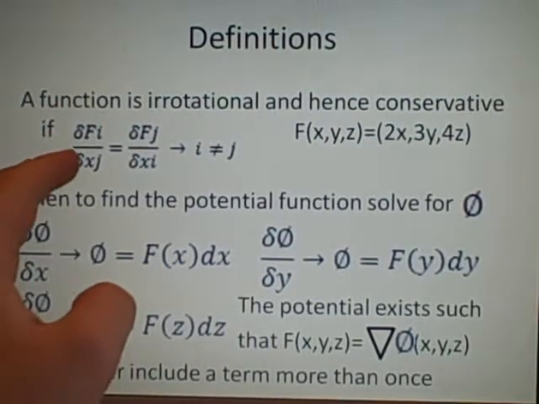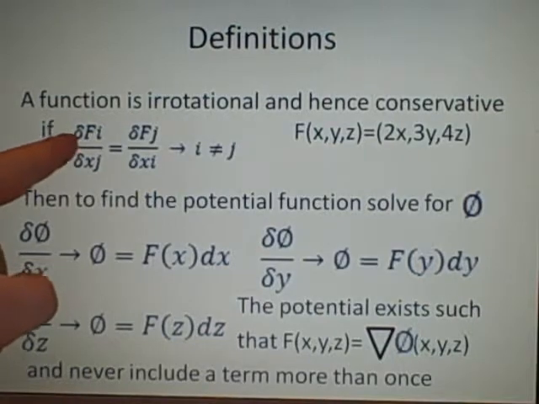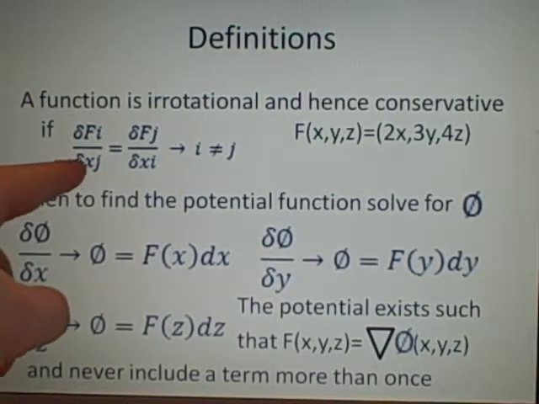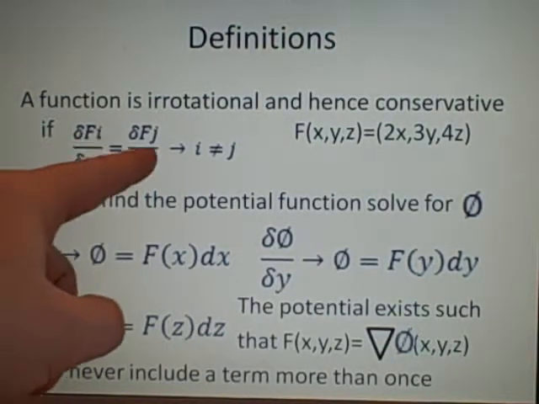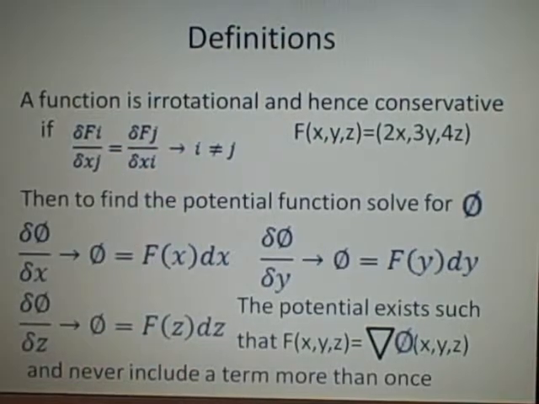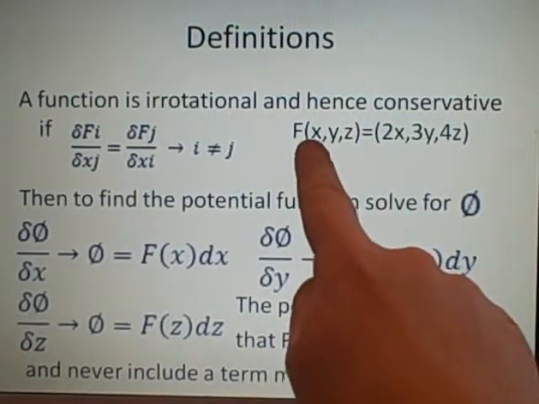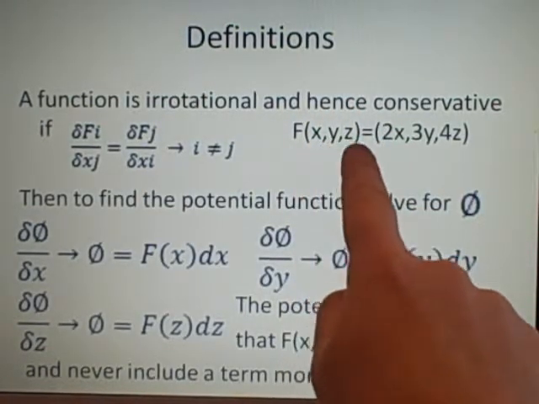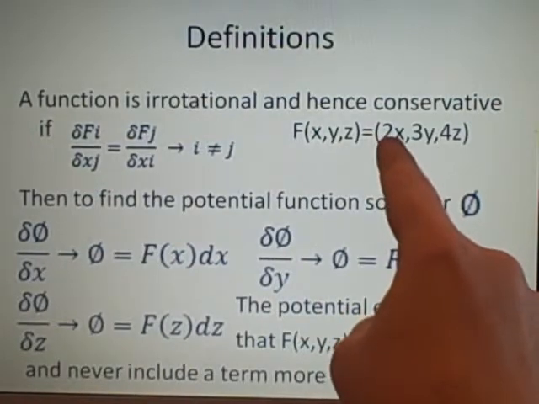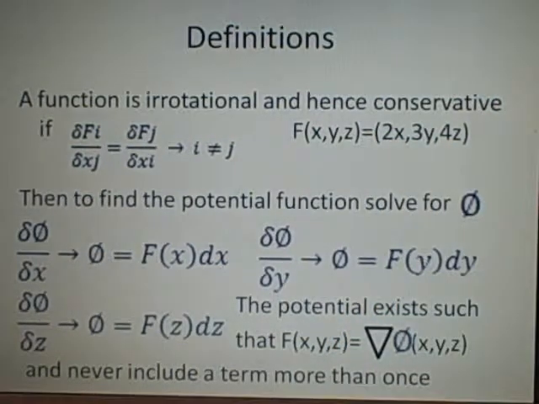This means that if a function is irrotational, then the partial of fi over the partial of xj equals the partial of fj over the partial of xi, where i does not equal j. To make sense of that, I've put this here. Here is f1, f2, f3, so x, y, z, and here is x1, x2, x3. Let's refer to them like that.